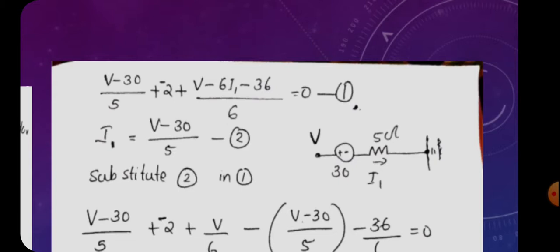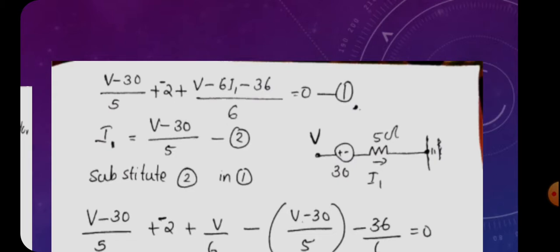By Ohm's law, current is equal to voltage divided by resistance. So current I1 equals voltage. What is the potential difference in that branch? It is V minus 30. The resistance is 5 ohm. So we can write I1 equals V minus 30 divided by 5. That is the second equation.